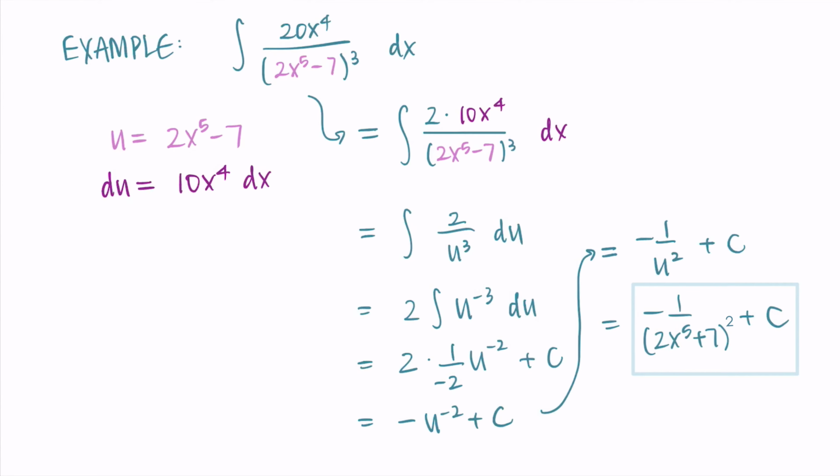Okay, so in this problem we just had 2 we needed to factor out in order to get the 10x to the 4th that we were looking for. There's also a slightly different way to do this, and I'll show it to you at the end for both this example and the one before it. So as long as you follow your substitution properly, you will be good to go, and I'll show you a slightly different way to do it when we wrap up the video.